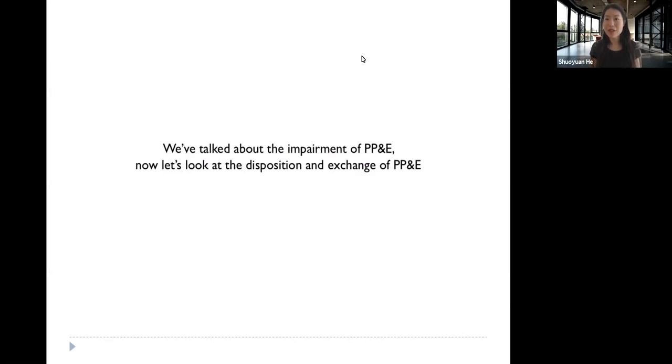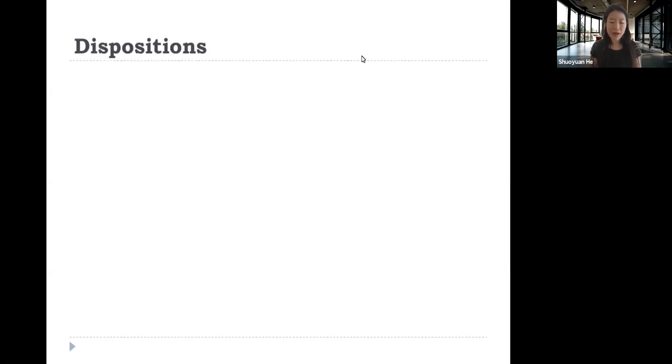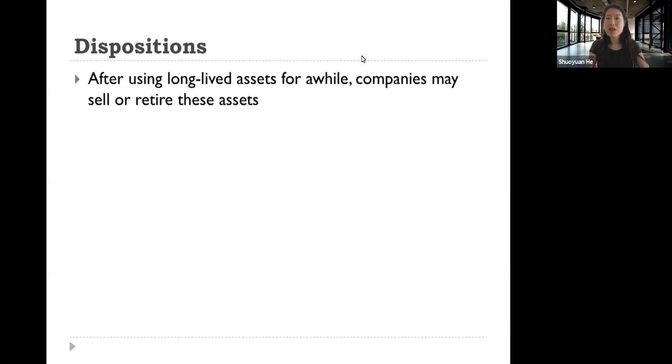We have talked about the impairment of PP&E. Now let's look at the disposition and the exchange of PP&E. First, let's look at the disposition of PP&E. So sometimes after using a long-lived asset for a while, companies may sell or retire those assets.